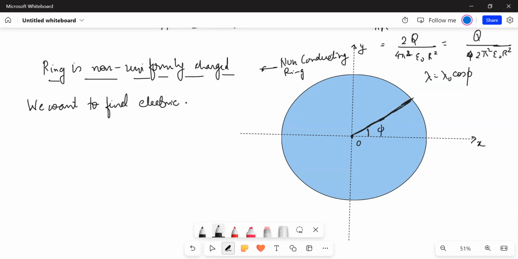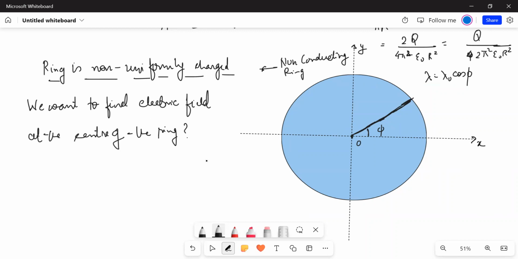We want to find the electric field at the center of the ring. How would I find it?